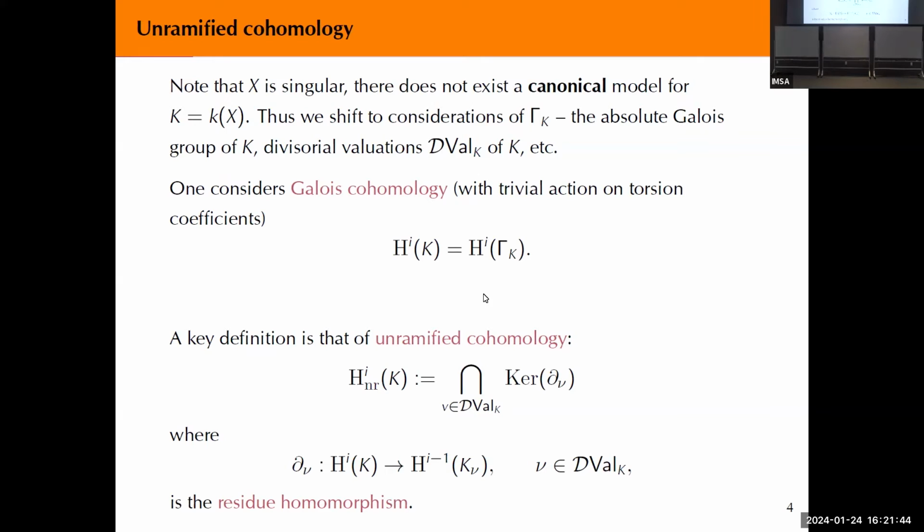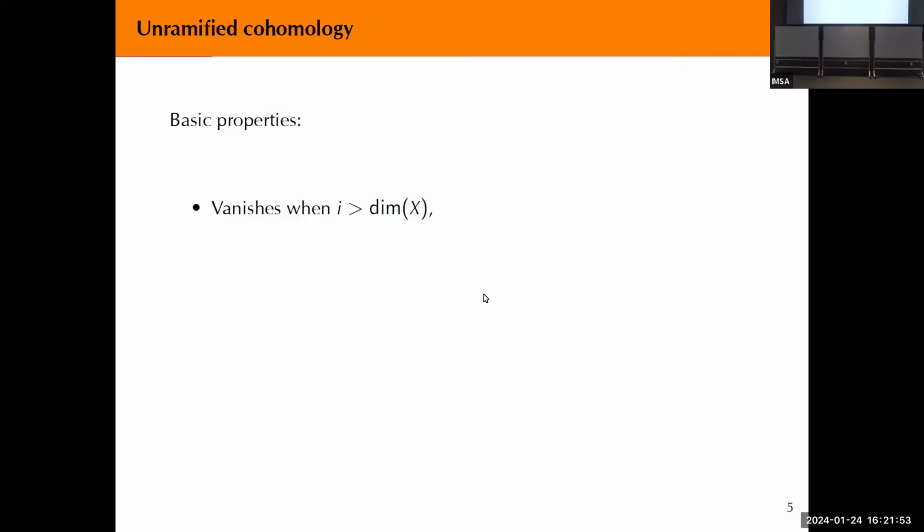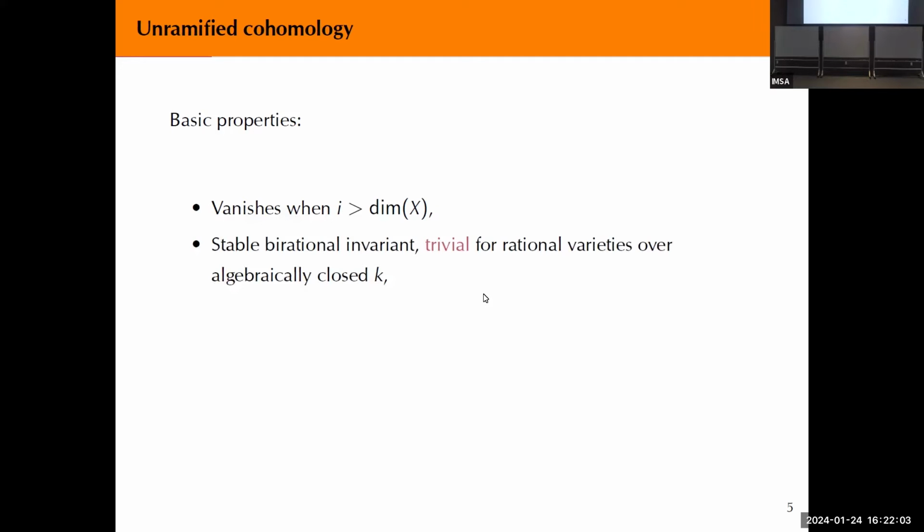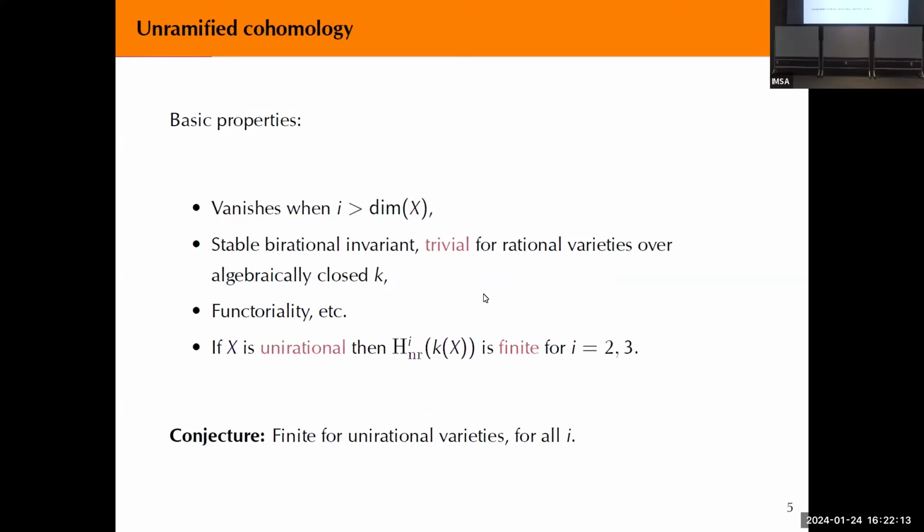Well, you take the intersection of all the kernels of the divisorial evaluations, you get some subgroup, and that subgroup is an important invariant. The basic properties are that the group vanishes when the index is bigger than the dimension. It's actually a stable birational invariant, so it's something worth looking at. And then, of course, there's functoriality and all kinds of things.